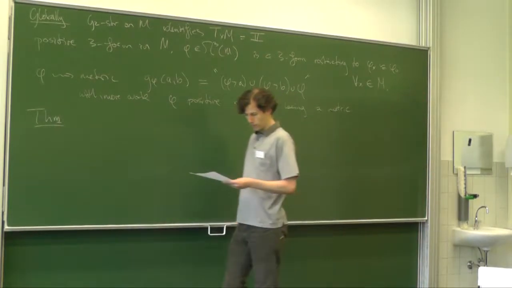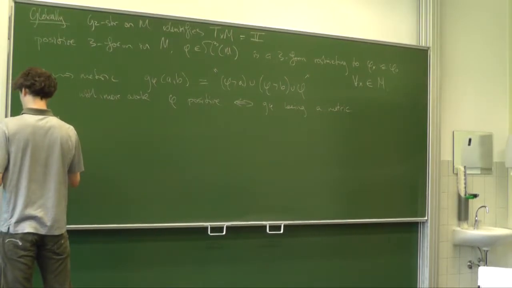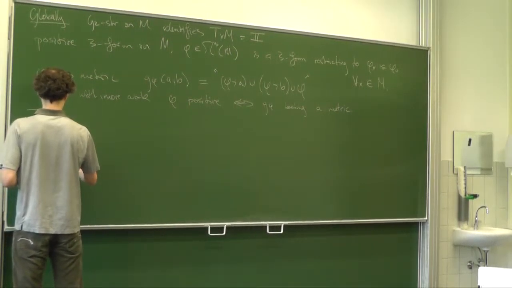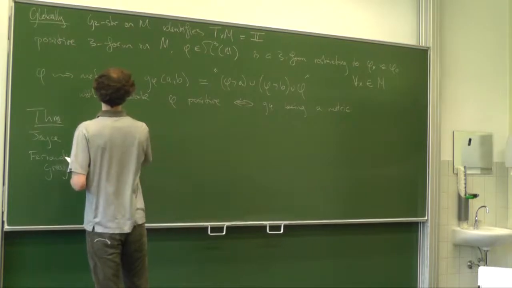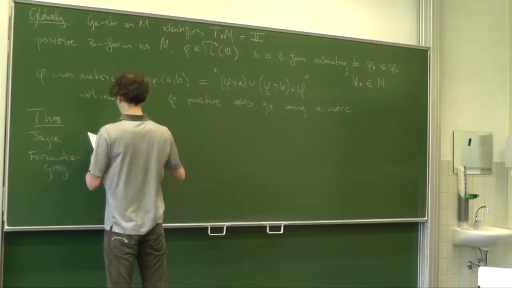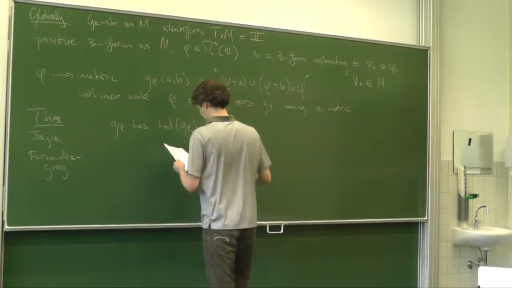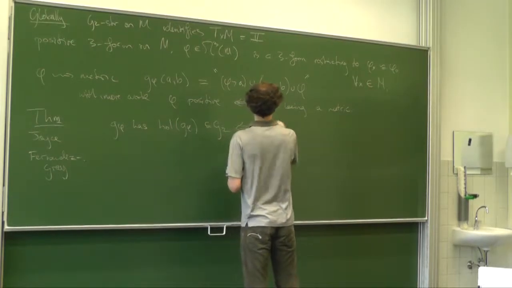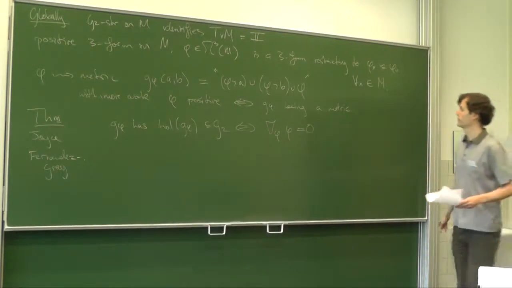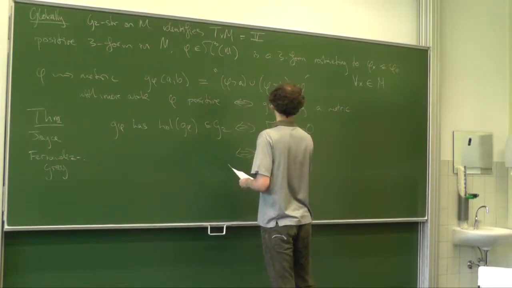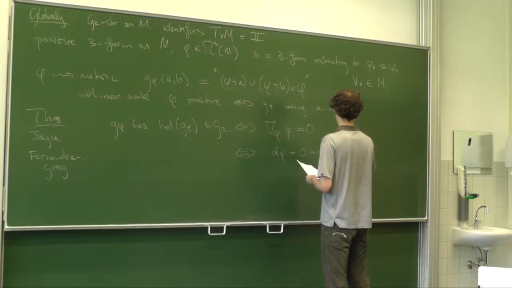And this is the theorem of Joyce, and then for the second part, Fernandez. They'll say exactly when this is true. So this has holonomy G2 inside of G2 only if phi is trivial under the derivative associated to phi, and this is if and only if d phi equals 0 equals d star phi.